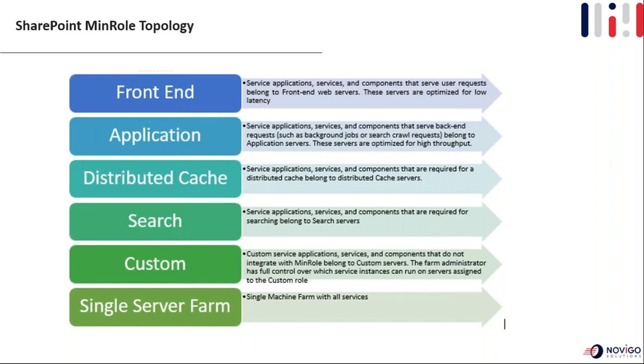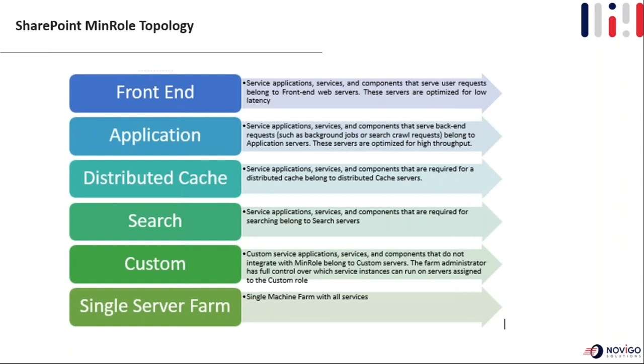The distributed cache role runs the distributed cache, but it does not handle the user traffic directly. And we have the front-end role. This role handles only the end user traffic, but also runs services that require low latency for end users, such as the managed metadata service or user profile service. The application role runs what are considered non-latency sensitive services, such as workflow or the PowerPoint conversion service. The search role runs the specific search roles, such as the admin or content processing roles.